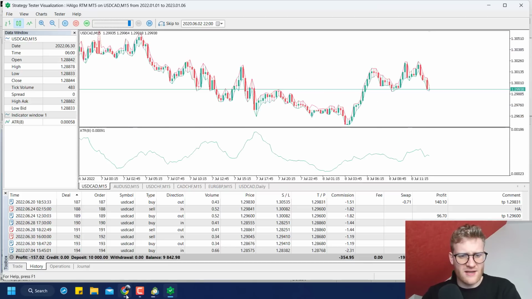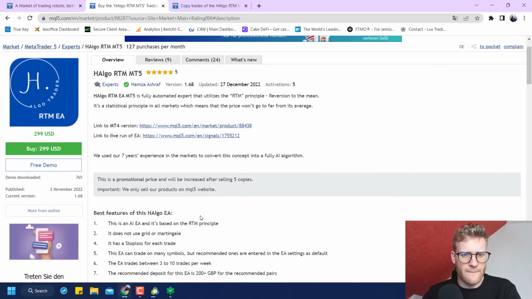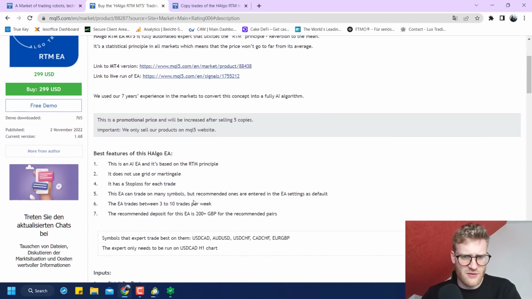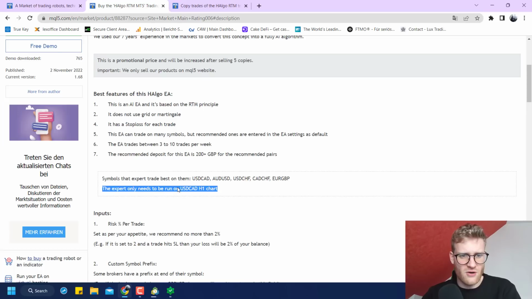I kind of don't really understand why we are only trading one symbol here. Okay, this was completely my fault. We have to run it on the USD Canadian dollar chart, the 1 hour chart.